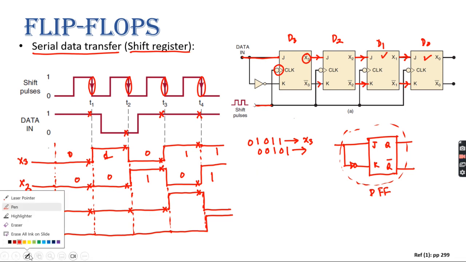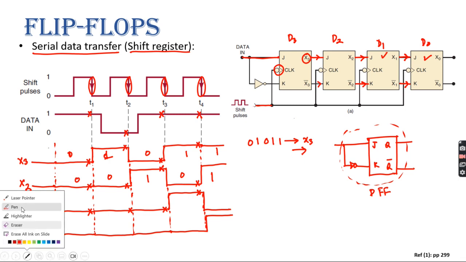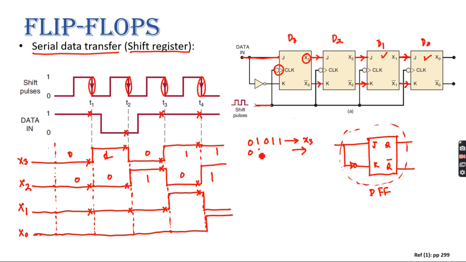Sorry, let me write it like this. So 0, 0, 1, 0, 1. So as you can see, this 0 is shifted here, this 1 is shifted here, this 0 is shifted here, this 1 is shifted here, and since there is no negative edge, it cannot shift further, right? Yes, sir. For the next, X1, what is the value? 0, 0, 0, 1, 0. So we can write 0, 0, 0, 1, 0.